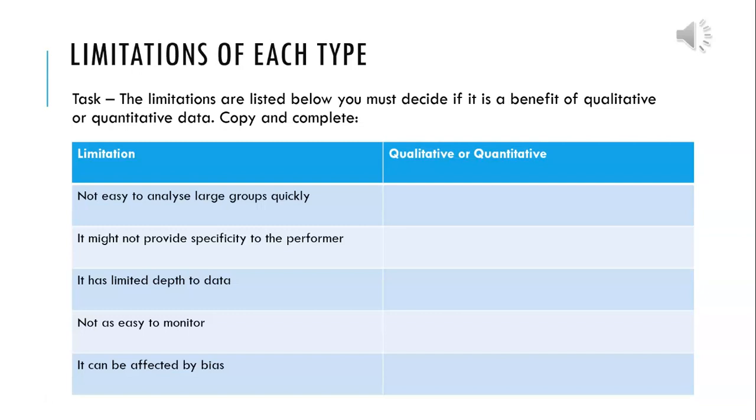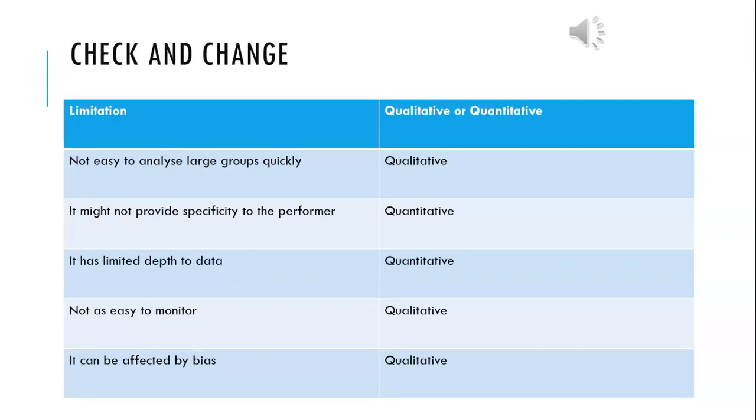Okay. And you'll have found that when you look at these answers, using them to check and change the work that you've done in the last slide, that's very much a flip of the benefits there. So not easily to analyse large groups quickly, so if you had to interview people, that would be qualitative data, makes it hard to do. Questionnaires take far longer than running the bleep test or running the sprint test. You can do that 30 people all at a time. It might not provide specificity to the performer, those quantitative tests. You don't know why you're running those times, you don't know why you're getting those numbers. There's no written facts around that, it's just the number on the page. It has limited depth to data, that's quantitative data, same reasons there.